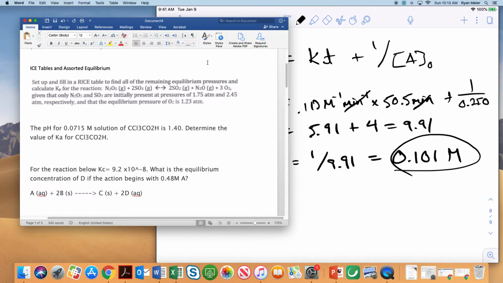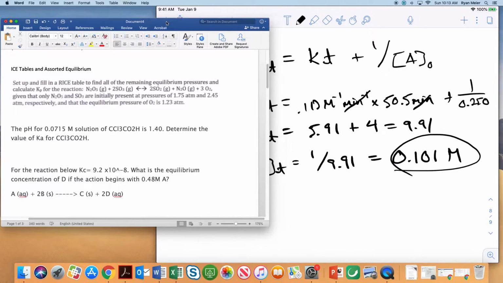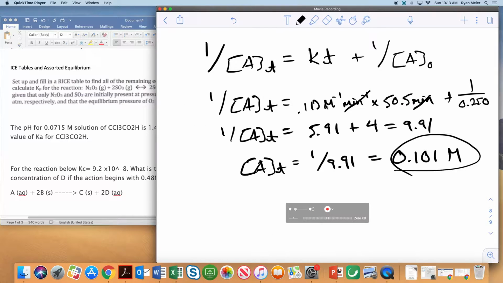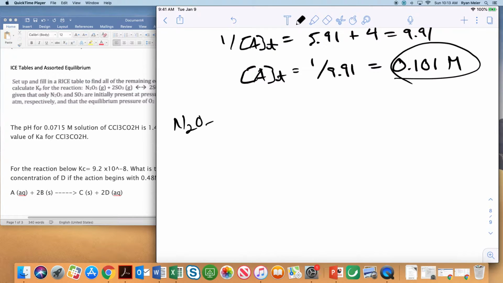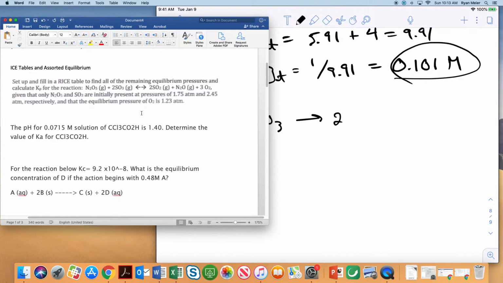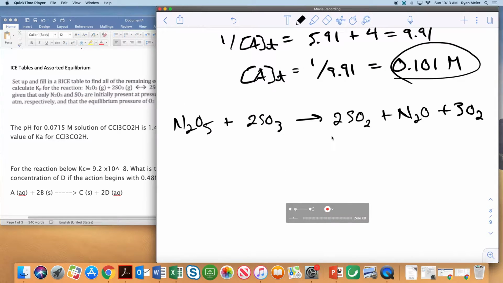So the first thing I'm going to do, if I'm going to have to make an ice table, I'm going to go ahead and write my reaction out first. So I have N2O5, try to leave myself as much space as possible. N2O5 plus 2SO3 is going to, I think it's 2SO2, yeah, 2SO2 plus N2O plus 3O2. Right. So there's my full balanced reaction.